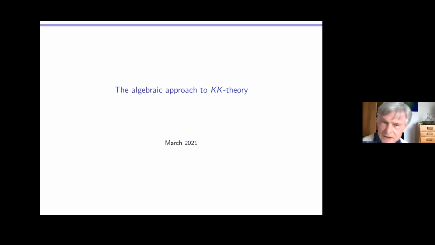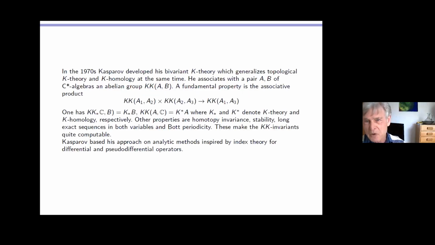Thanks very much, Rusbe, for the introduction, and hello to everybody. So the topic of my talk is a long-term project in which I was involved for many years, over more than 30 years, I think. And it starts with Kasparov's theory. Since this is a seminar on non-commutative geometry, I assume that most of you have some basic idea of what Kasparov theory is. So Kasparov introduced his bivariant K theory in the 1970s.